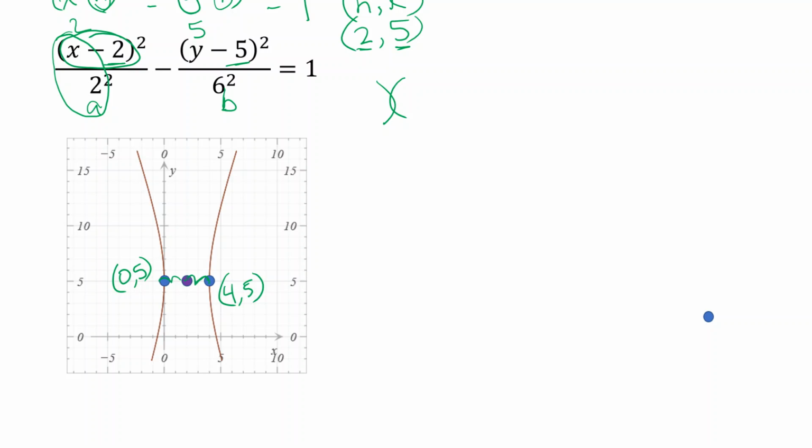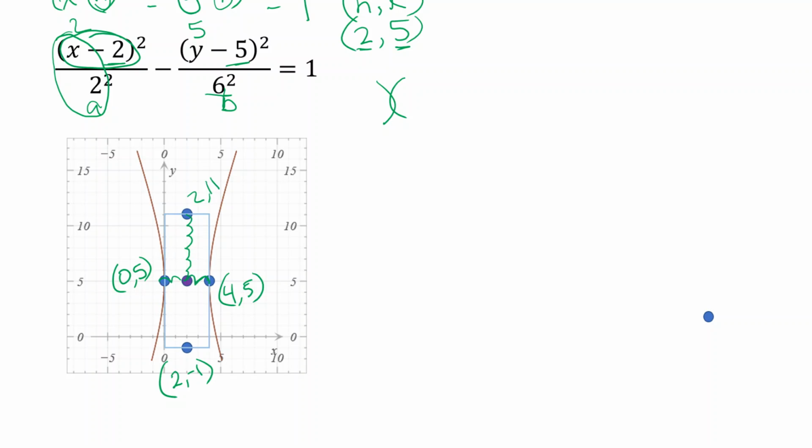All right, and to find the co-vertices, I'm going to look at my conjugate axis, and it's 6. So I'm going to go up 6, 1, 2, 3, 4, 5, 6. And there's a point, and then the same thing on the bottom. So now to find out what they are, I'm going to just go over 2, up, let's see, 11. So my co-vertex is 2, 11. And here it's going to be 2, negative 1. All right, so there's where your vertices and co-vertices are.